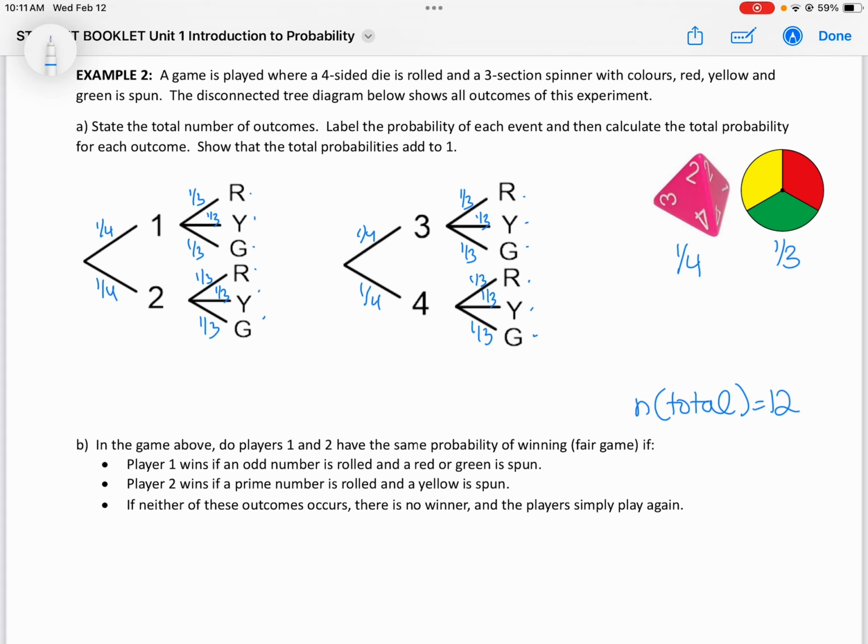Okay, so when we multiply 1/4 by 1/3, if you think about 1/4 times 1/3, we get 1/12. And then logically, there are 12 different outcomes. So if these are equally likely, then the probability of each of these occurring is going to be 1 out of 12.